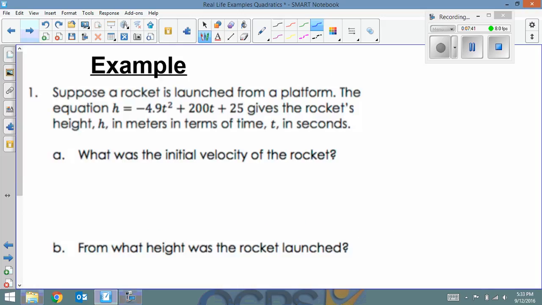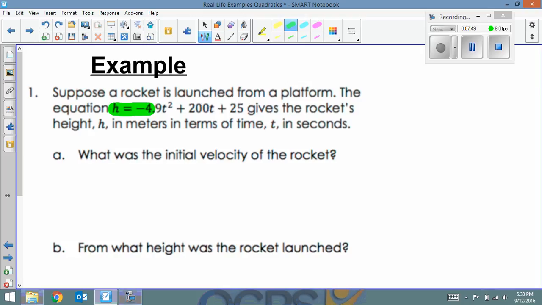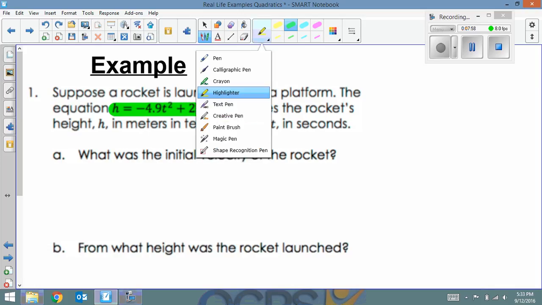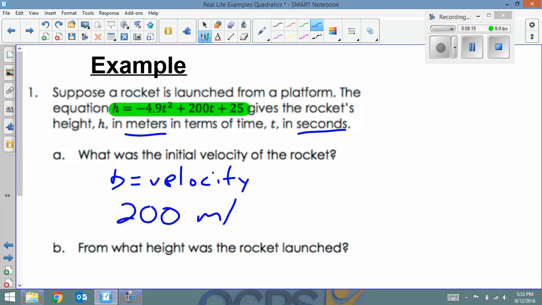Okay, so now we're given an equation. So it says suppose a rocket is launched from a platform. The equation h equals negative 4.9t squared plus 200t plus 25 gives the rocket's height h in meters in terms of time t in seconds. What was the initial velocity of the rocket? Remember, velocity is our b value in our equation. So in this case, 200, and it says meters per second, so it's going to be 200 meters per second.